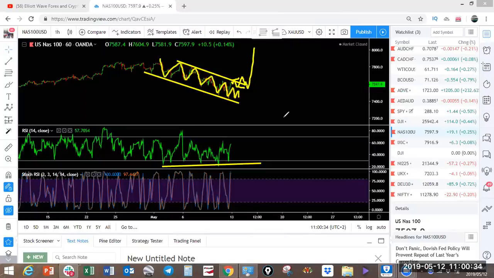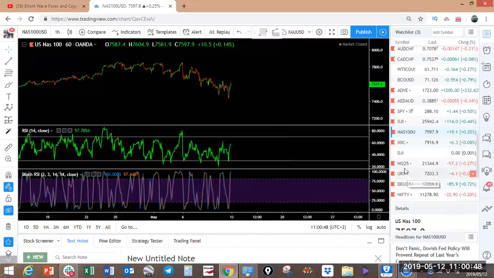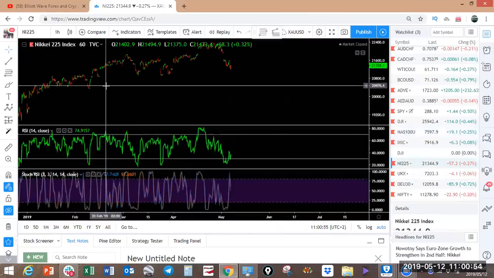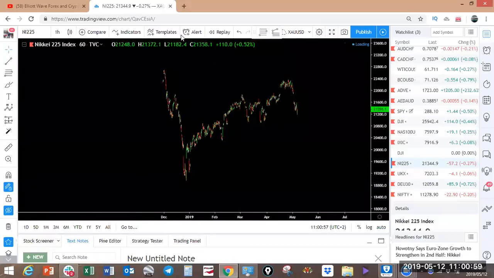Okay, so this is setting up nicely. This is a nice corrective structure on both S&P, the Nasdaq, and the Dow. You've got these nice looking corrective structures on the 1 hour. So when they set up, you need to take those trades. That is the Dow, S&P, and the Nasdaq. Now let's look at the Nikkei. Nikkei, slightly different structure. What we expected with the Nikkei was, this is what we expected last week.